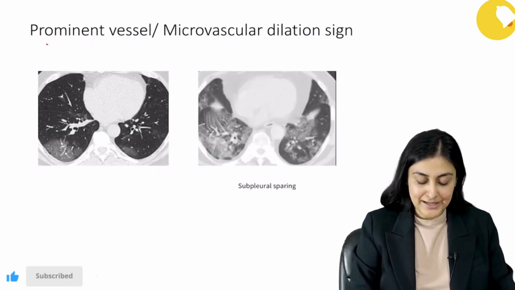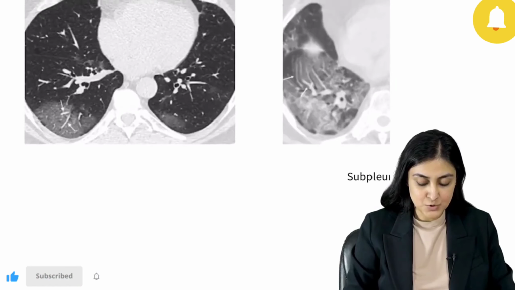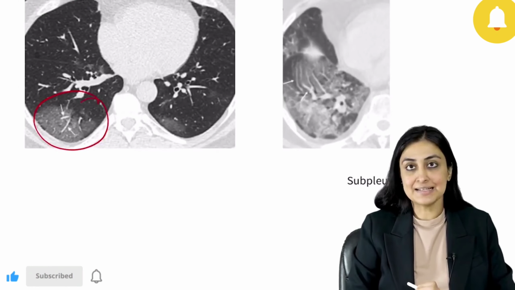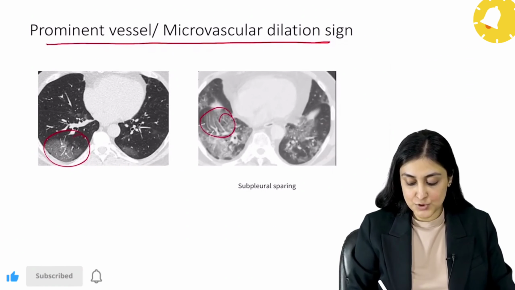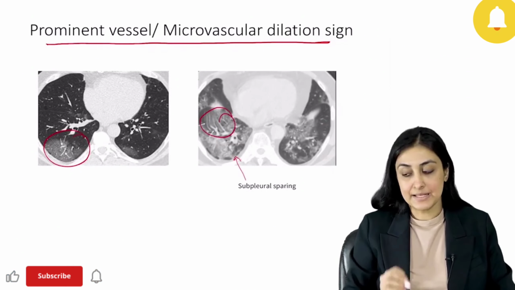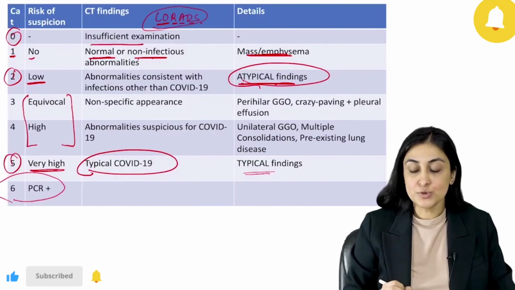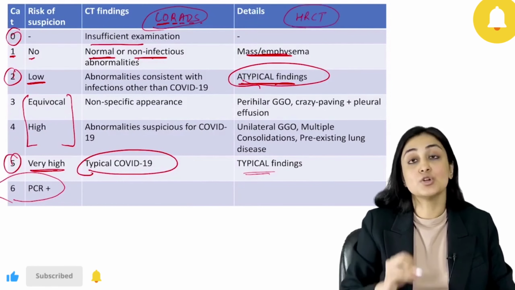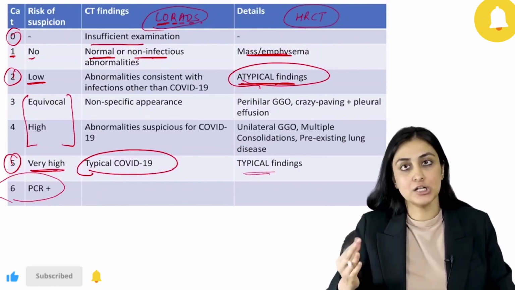So just to tell you, microvascular dilatation sign or prominent vessel within this. So again in this high resolution CT, can you see this vessel getting dilated? So this is the microvascular dilatation that you are seeing, and also note the subpleural sparing. Again, remember, the CORAD scoring is given on which modality? It's only given on a high resolution CT. It's not given on X-ray. So remember, it's only given on high resolution CT of the lung.